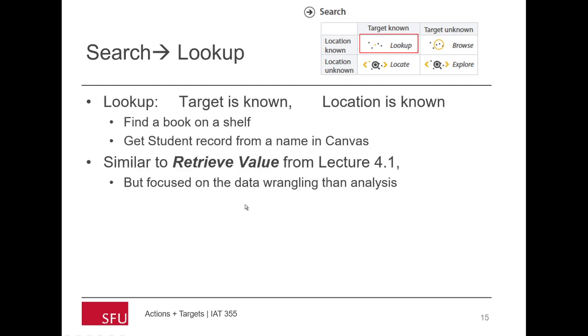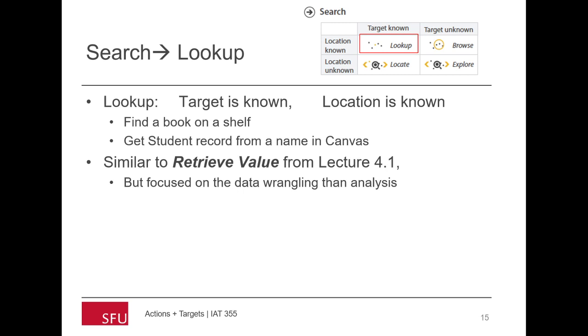So the first of these, we'll just do a slide for each one of Lookup, Locate, Browse, and Explore. In Lookup, the target is known and the location is known. For example, a real-life example is to find a book on a shelf. Or another real-life example with a computer involved is to get a student record from a name in Canvas.